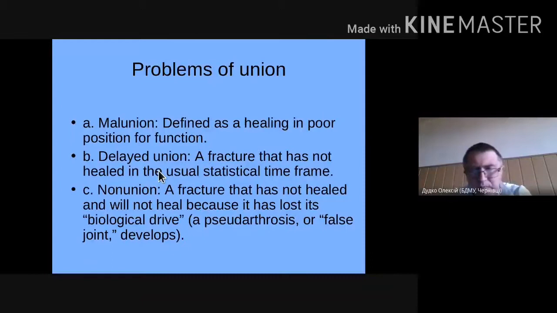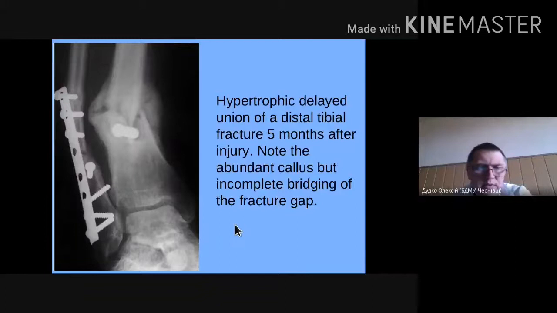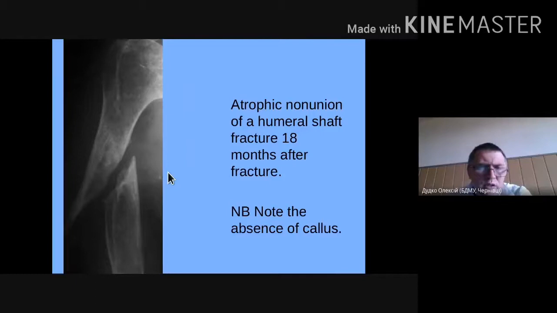It may be of different types, and now we'll see a few examples. That one is a hypertrophic non-union, when we have quite big callus, but we still have movement at the fracture site. And another type is atrophic non-union, when we don't have callus at all, and you see osteoporotic areas and sclerosis of bone ends, but you don't see callus around it. So this is atrophic non-union.